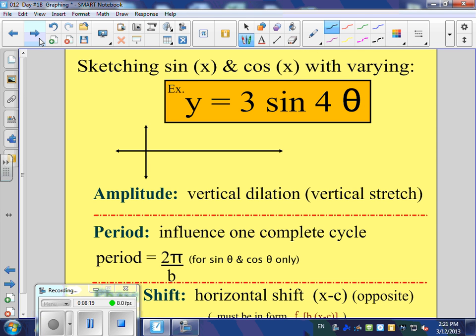Next, what we're going to do is we're going to graph them all together. So go to the next slide, and now we're going to do this kind of the way you're going to sketch all your graphs. I'm going to stop this for now, though.